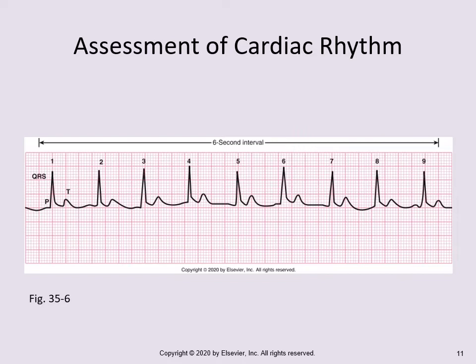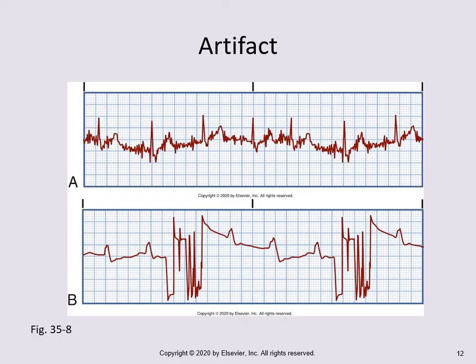On this slide, we see a picture of artifact. Artifacts are distorted signals caused by a secondary internal or external source, such as muscle movement or interference from an electrical device. Artifacts are extremely common, and knowledge of them is necessary to prevent misinterpretation of the heart's rhythm.